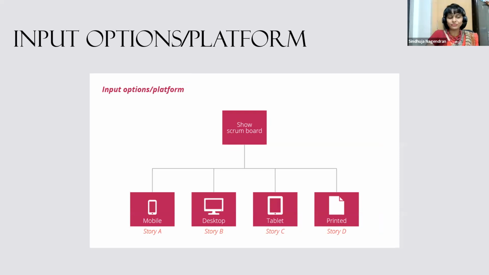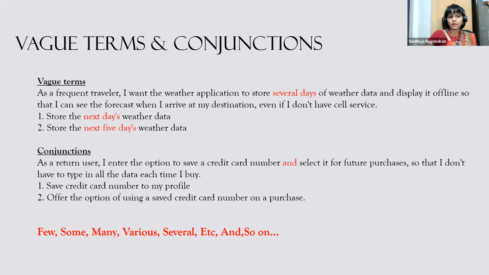Input options or platform. Yes, this is one common thing we are seeing in many places. So we will have multiple options like mobile, desktop, tablet, or printing format. So based on these input options, which format of input you want, what are all the options you want. Or if you are developing some software, we will just concentrate that this particular piece of code is working on mobile first, then story B will be that this piece of work is working on desktop. So we can segregate and we can go like that. We can separate our user stories and we can make it done. This is another option, input options or platform.